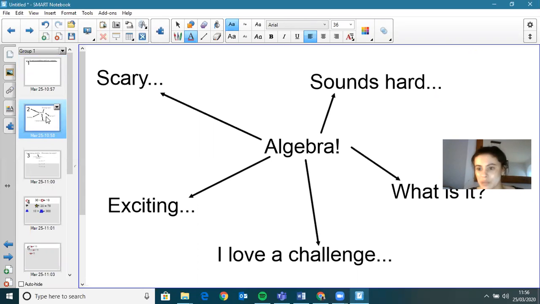Okay, algebra. Some people will hear that word and they will think, oh my goodness, that is terrifying. It's really scary. It sounds really hard. Some people might be thinking, what on earth is it? I've never heard of it before. Other people will be thinking, well, I've heard my brother and sister talking about it and they all say it's really difficult and tricky and I don't want to have a go. Some people will be thinking, this is really exciting, love a new challenge, let's go for it.